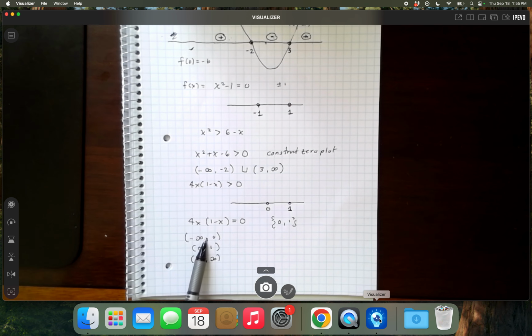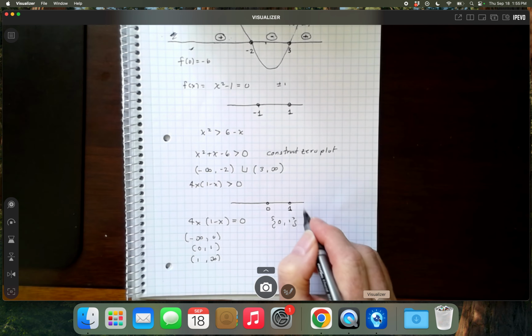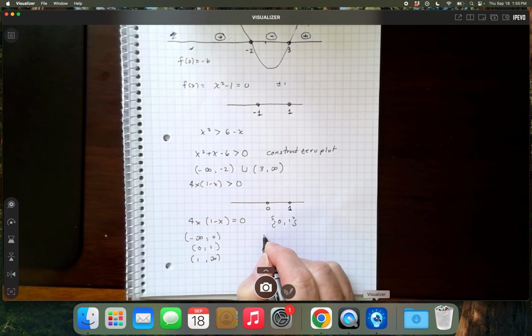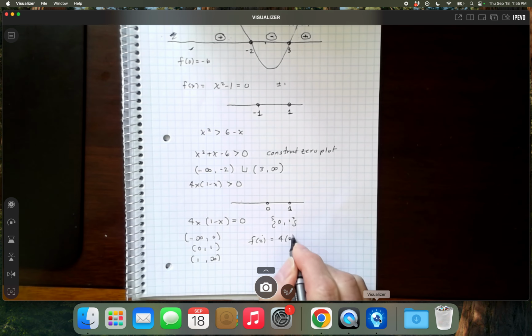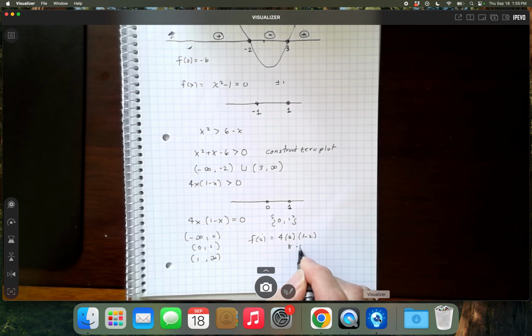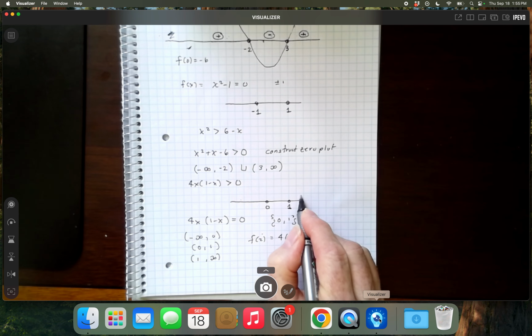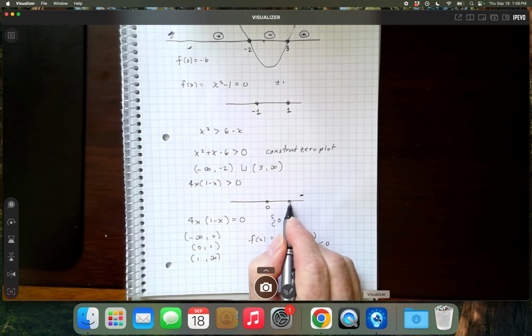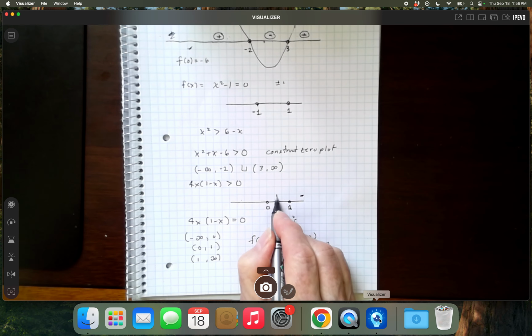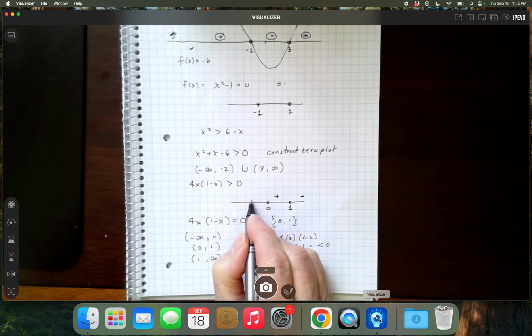So what we can do is choose any value inside one of these. I'm going to choose 2 over here. And remember, we call that sampling the function. So let's see what f of 2 is. f of 2 is 4 times 2 times 1 minus 2. That's 8 times negative 1. It's negative. This function is negative here. It goes through a 0, so it's got to change sign. It's positive here. And it's negative here.